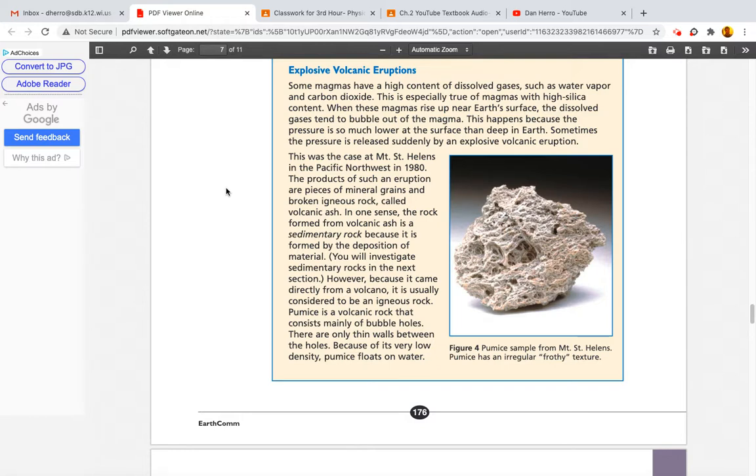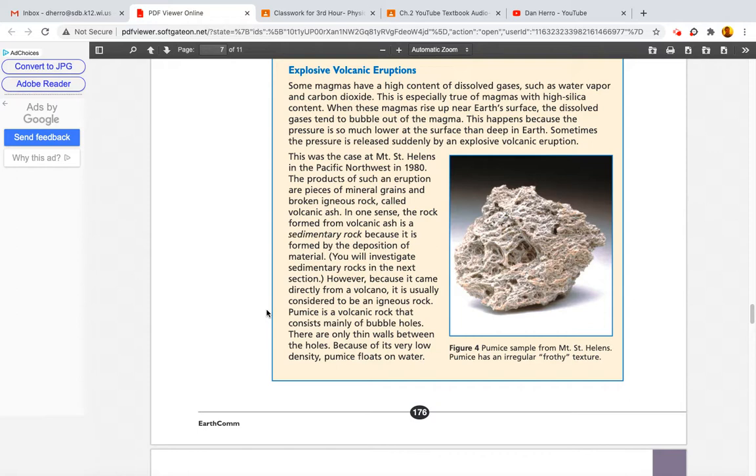This was the case at Mount St. Helens in the Pacific Northwest in 1980. The products of such an eruption are pieces of mineral grains and broken igneous rock called volcanic ash. In one sense, the rock formed from volcanic ash is a sedimentary rock because it is formed by the deposition of material. You will investigate sedimentary rocks in the next section. However, because it came directly from a volcano, it is usually considered to be an igneous rock.